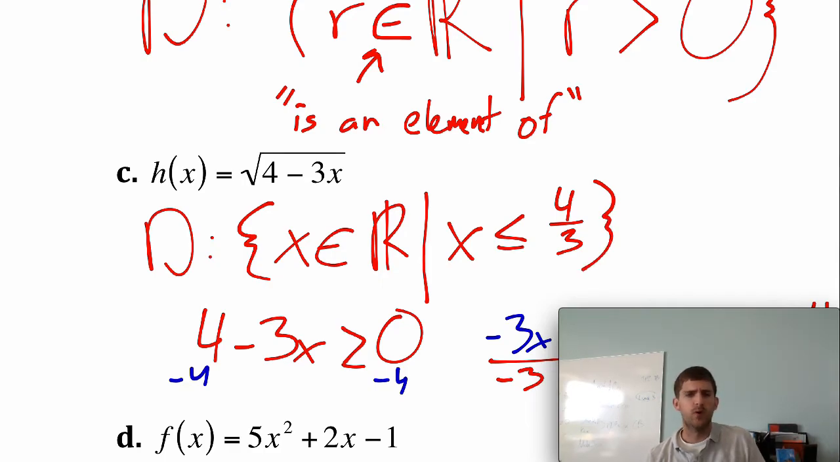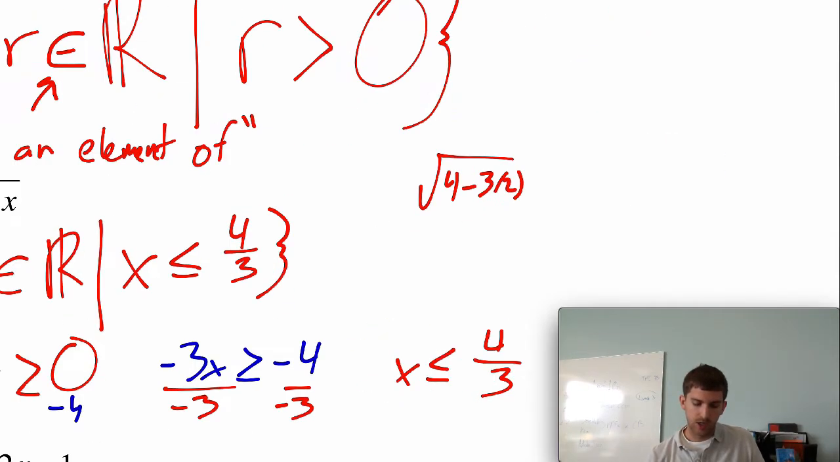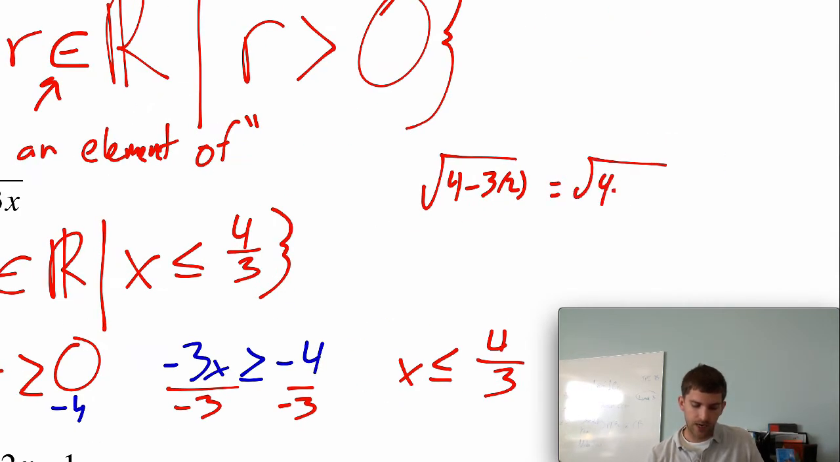So 4 over 3, it's 1.333 repeated. Let me give you an example of why this must be true. If you were to plug in 2, so if you were to do the square root of 4 minus 3 times 2, you end up with the square root of 4 minus 6, which would give you the square root of negative 2. And that's going to give us a non-real value. Any x value larger than 4/3 will give you a non-real output. So we've got to be careful with that.